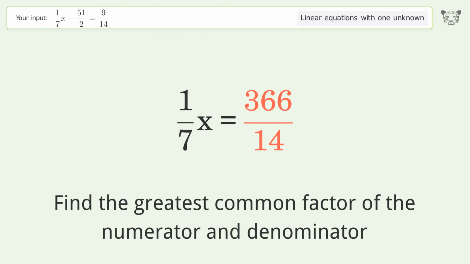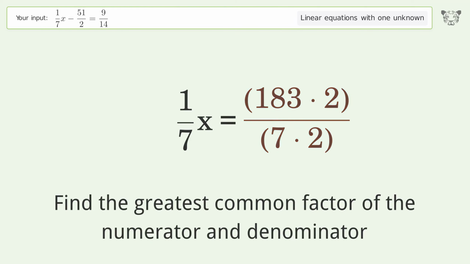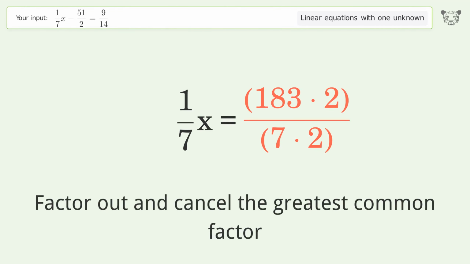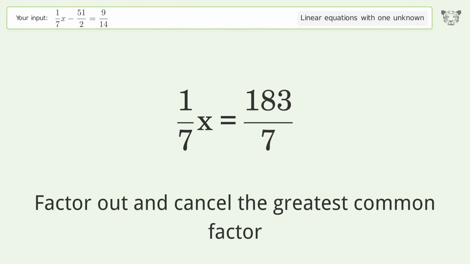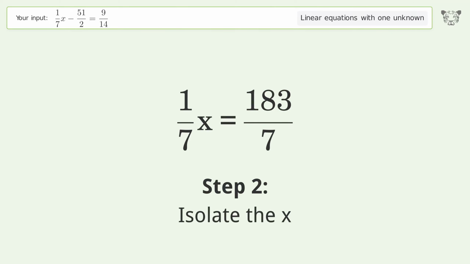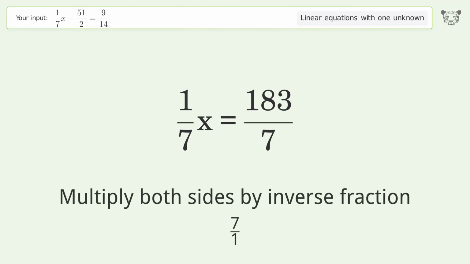Find the greatest common factor of the numerator and denominator. Factor out and cancel the greatest common factor. Isolate the x. Multiply both sides by inverse fraction 7/1.